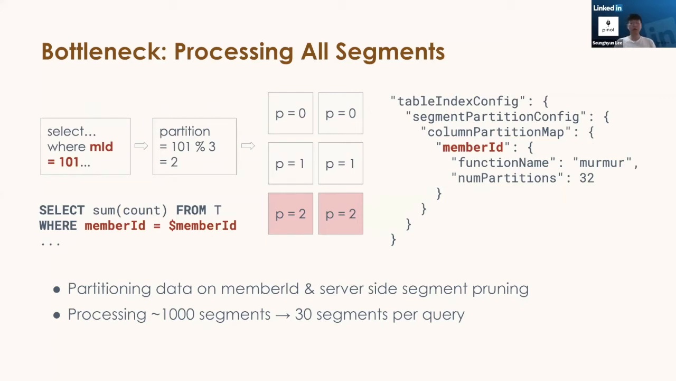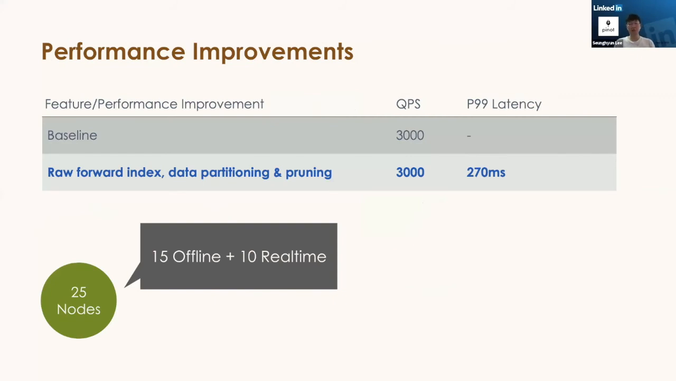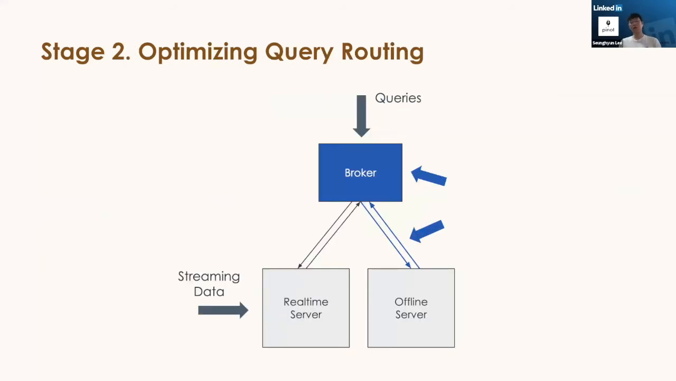After applying the raw forward index and data partitioning features, we were able to get some numbers for 3K QPS. We were able to process 3K QPS at about 270 milliseconds for 99 percentile latency. By this point, we thought that the storage format and query execution path were pretty well optimized. So we turned our attention to the broker, which deals with query routing.